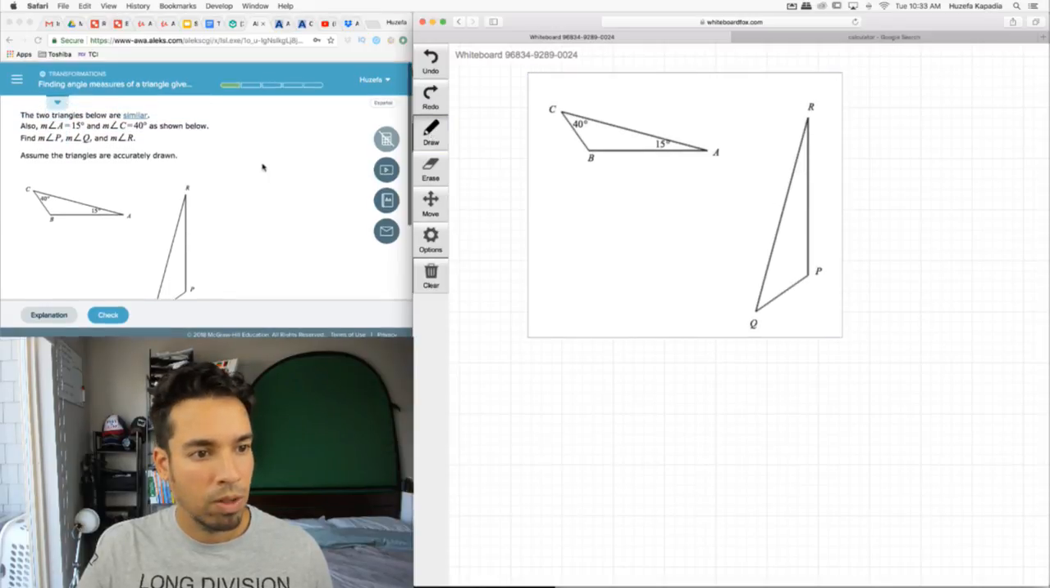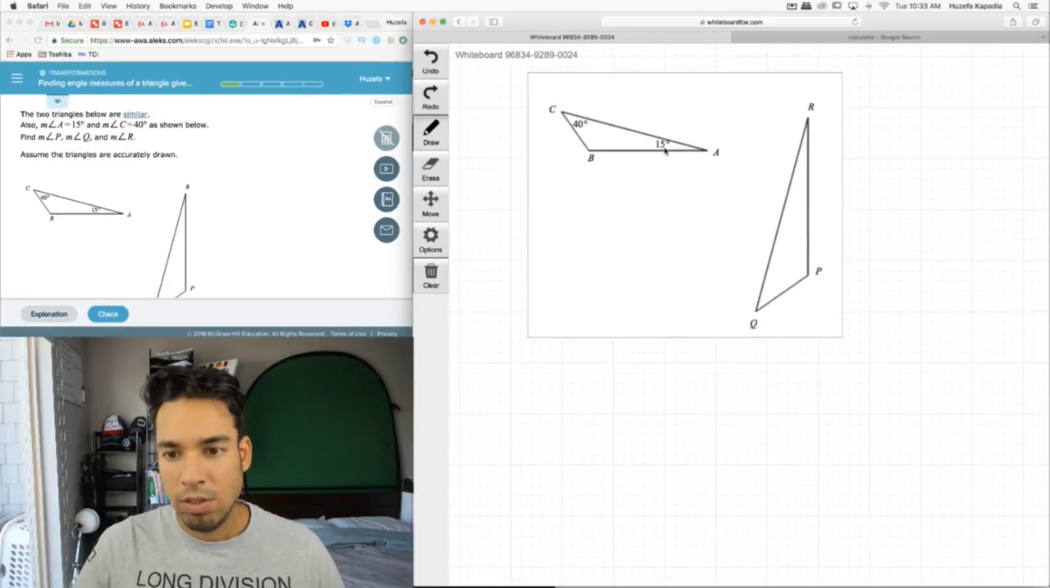All right, here we go. So this is 15. Now I'm going to match up. A looks like it matches up with R, so I'm going to say that R here is 15 degrees, right? C is probably this guy Q, which is 40. And then P is this guy here.